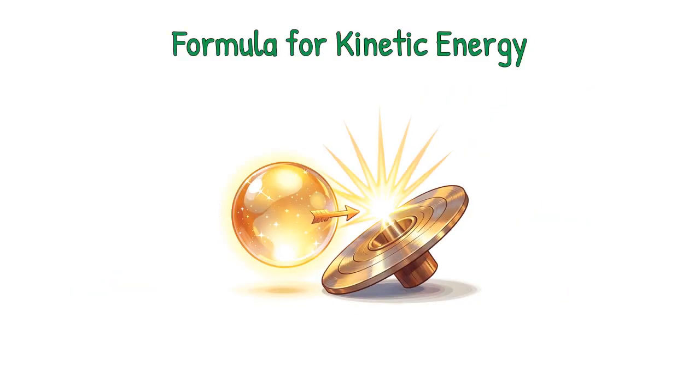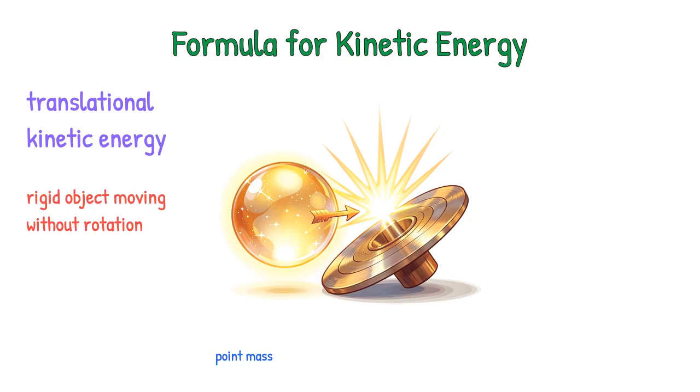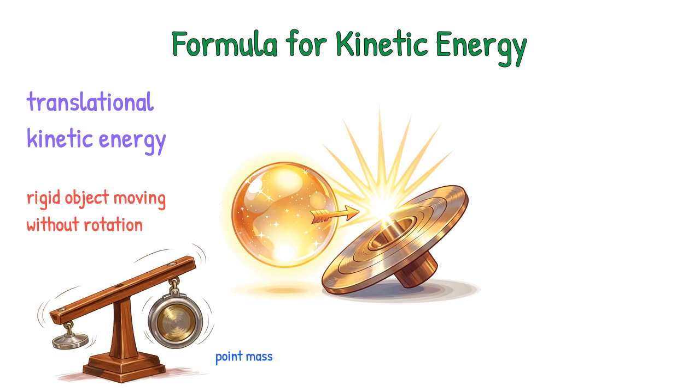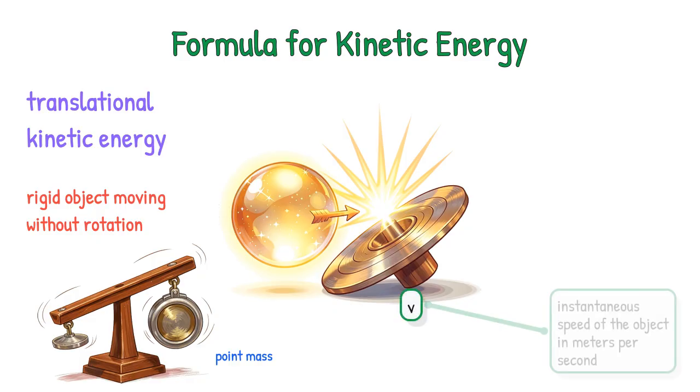The quantitative expression for the translational kinetic energy of a point mass, or a rigid object moving without rotation, is Ke equals 1/2 mv squared. Here, m is the mass of the object in kilograms, and v is the instantaneous speed of the object in meters per second. Key implications of this formula include mass dependence and velocity dependence.